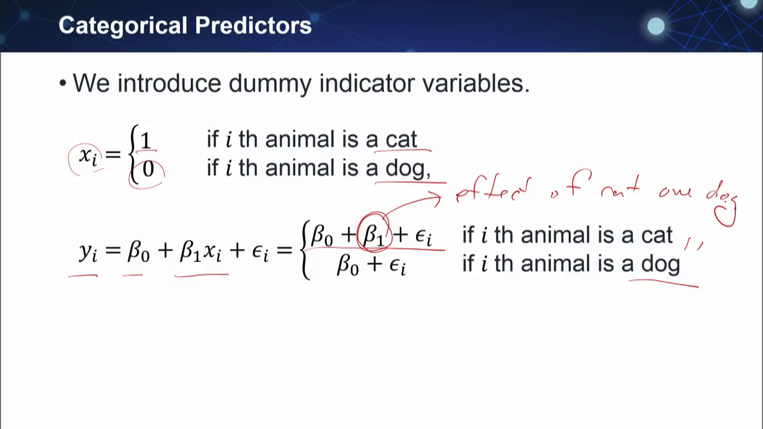Here you can easily see the encoded values, 1 and 0, are not that meaningful. Even if you encode cat and dog with different values, for example cat is 100 and dog is minus 200, some random values, it doesn't make any fundamental difference, because the difference is going to be absorbed by beta 0. There's no fundamental difference. You can easily see this.